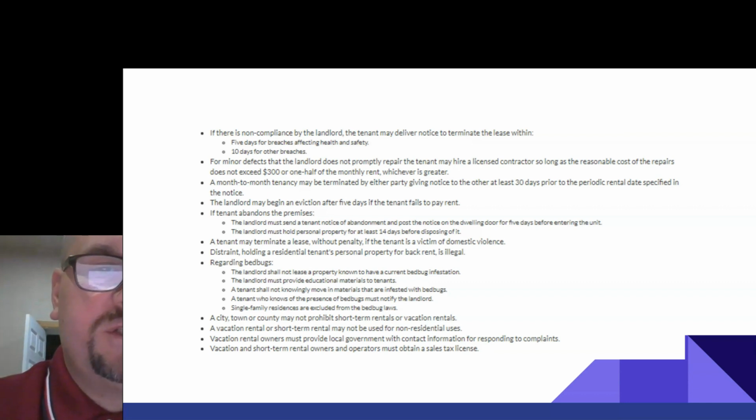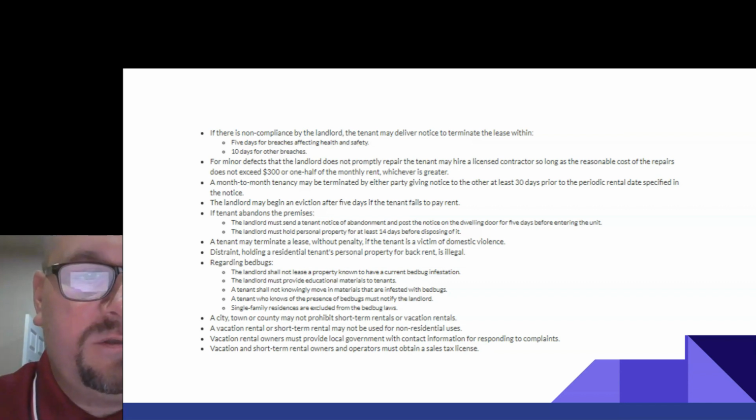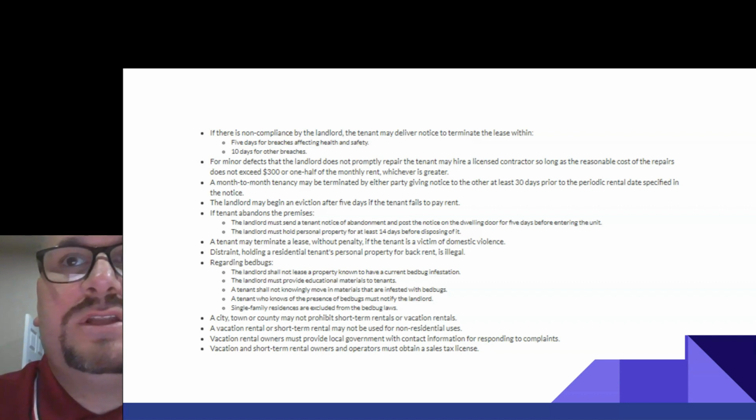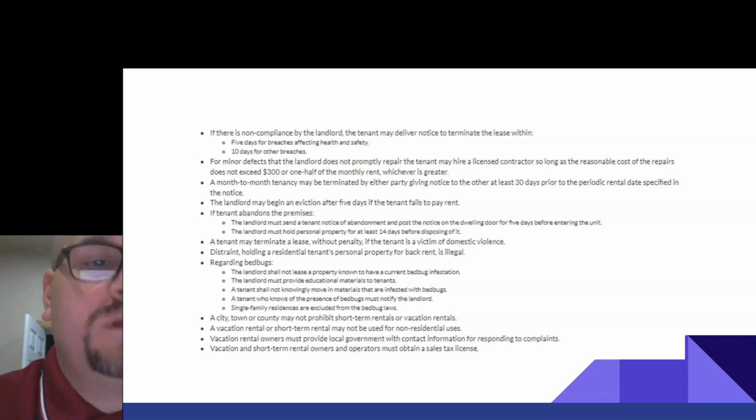Landlord must provide educational materials to the tenant. A tenant shall not knowingly move in materials that are infested with bed bugs. So again, if the tenant knew there were bed bugs, they shouldn't. They shall not move in something like a bed that had bed bugs. A tenant who knows of the presence of bed bugs must notify the landlord. Single-family residences are excluded from the bed bug laws.